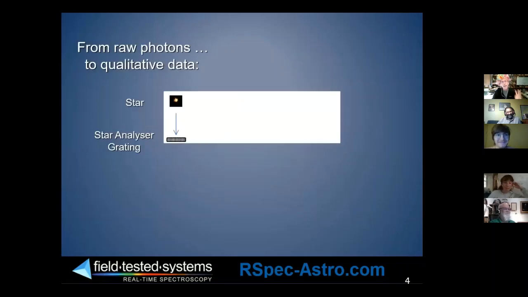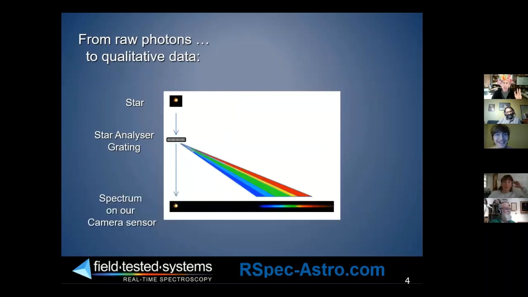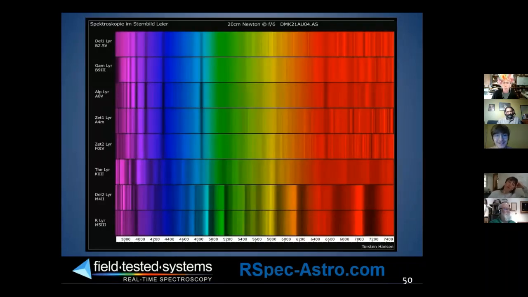So how do we actually capture spectra? Well, we have the star, we put the grating in the light path, and just like a prism, we get a rainbow. So what can we do? Here's the first slide of the kinds of things that you can do.